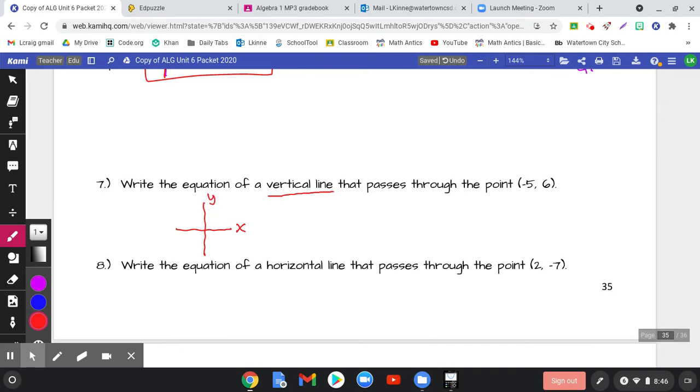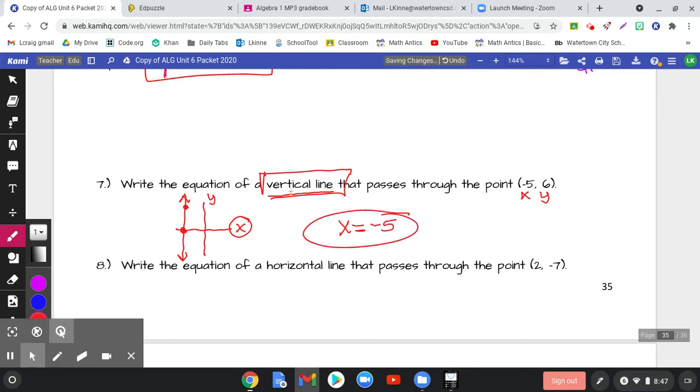If you want, you can plot the point negative 5, 6. It'd be back 5, up 6, so maybe about right here. A vertical line, you need to know, goes straight up and down. So it never touches the y-axis, so there's no y in the equation. It's hitting the x-axis. So it's x equals, and the x value in our point is -5.